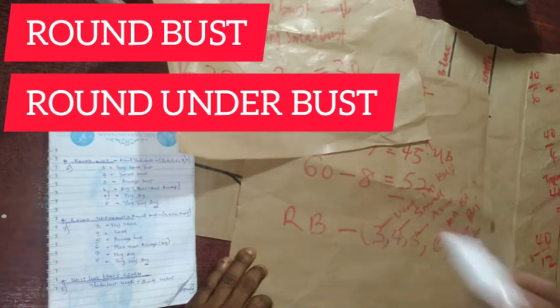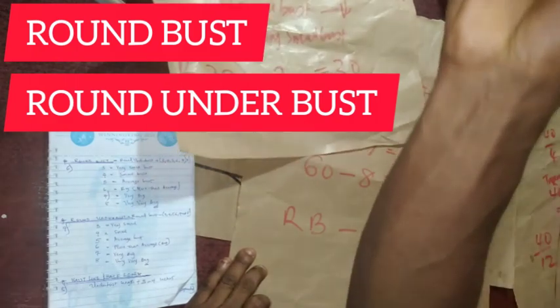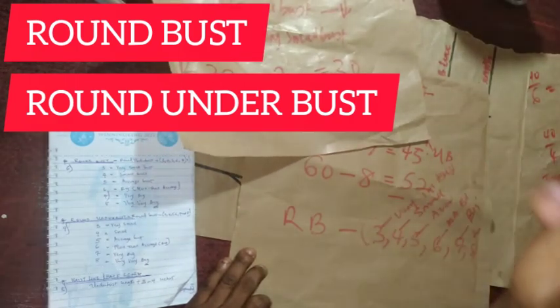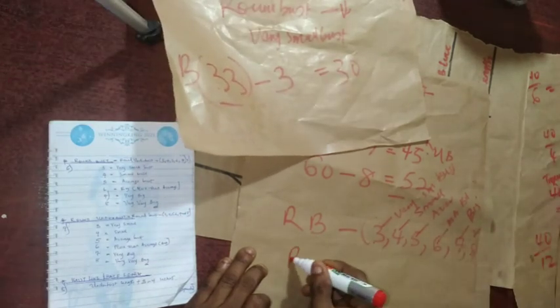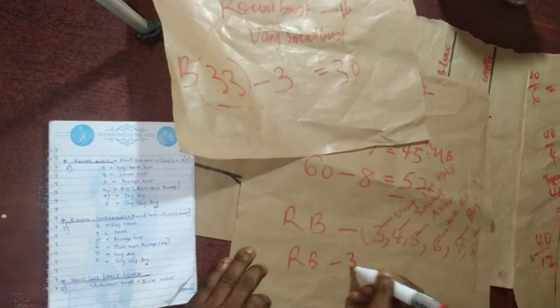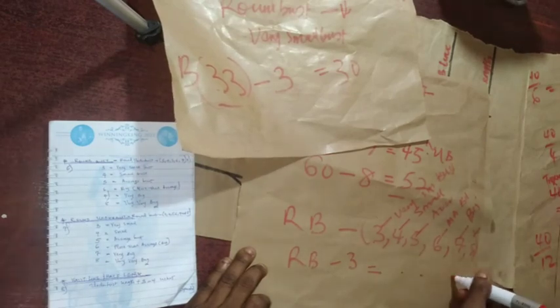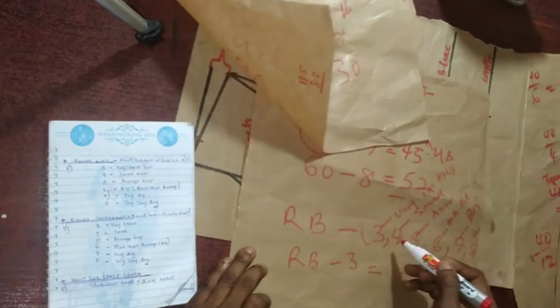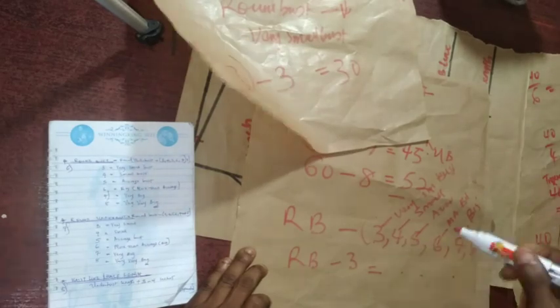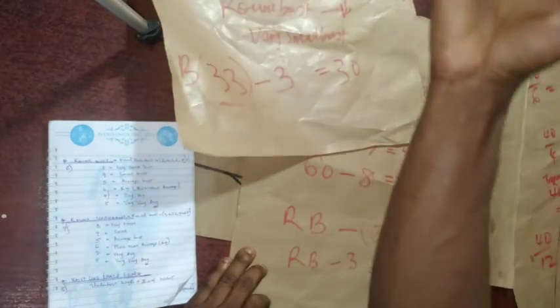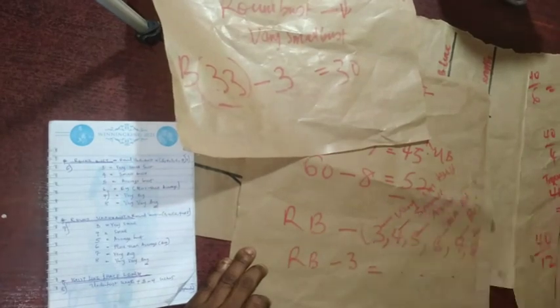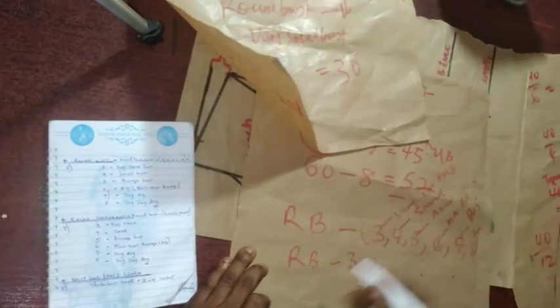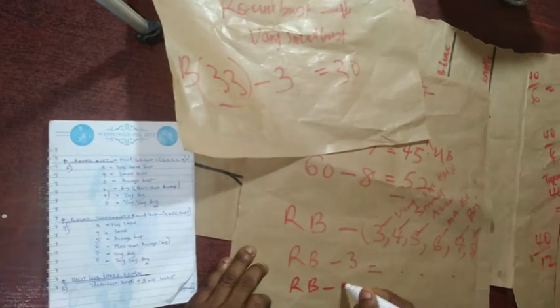So in a situation whereby the person in question has a very small bust, you're looking at the person or at the picture and you see that the person's breast is small. All you're going to do is the person's round bust minus 3, which gives you the round under bust. But if you look at the person, via picture or via video, and the breast is small but not very, very small, do you understand, all you're going to do is round bust minus 4.